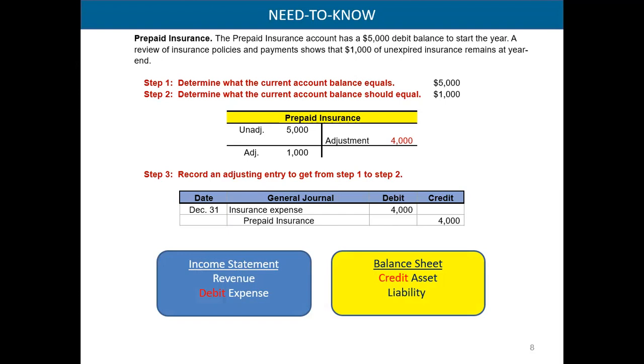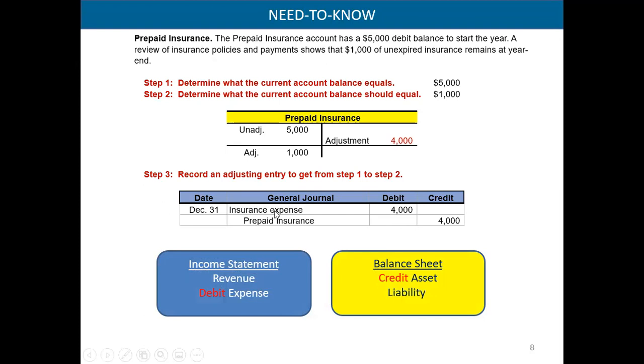That policy has expired with the passage of time, right? Our benefits from that have decreased with the passage of time. So we see that adjusting entry here, debit to insurance expense, credit to prepaid insurance. With this adjusting entry, we're increasing the expense, decreasing the asset, right?